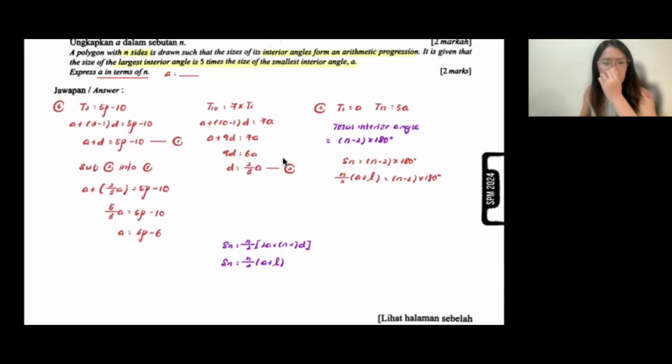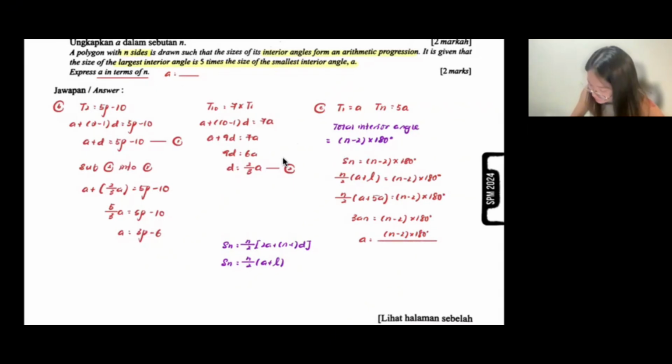Okay, we don't have to know what a is or what n is, because we need to express a in terms of n. So what do we do next? L, I'm going to replace it with 5a. The question says 5a, right? So over here, I have 6a divided by 2, which is 3an, equals n minus 2 times 180. If I want to leave a over here, 3n has to move over. So that will be n minus 2 times 180 divided by 3n. If you want to expand this, also can. No problem, it will be something equivalent.